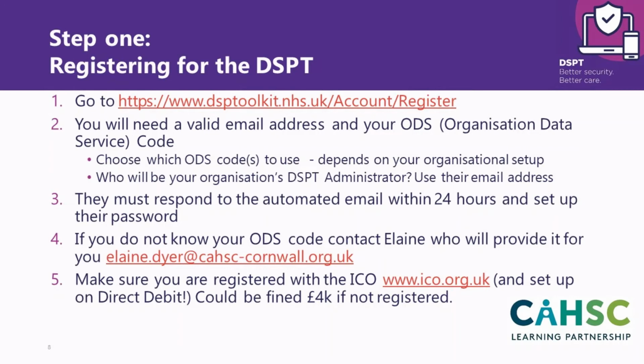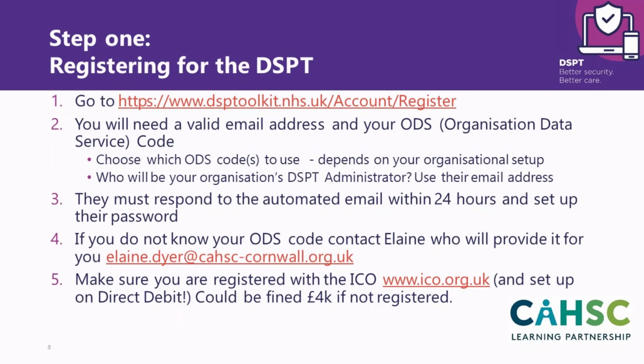The other thing we want to make sure you're doing is that you're registered with the ICO. So this is really important because you can be fined £4,000 if you're found not to be registered. So again, just click on the link there, head over and set this up. We recommend doing it on a direct debit so that you don't have your registration expire. It will just be on a rolling process. So that's really what we want to focus on with you today, is registering for the toolkit. It's simple and straightforward, and making sure you're registered with the ICO.